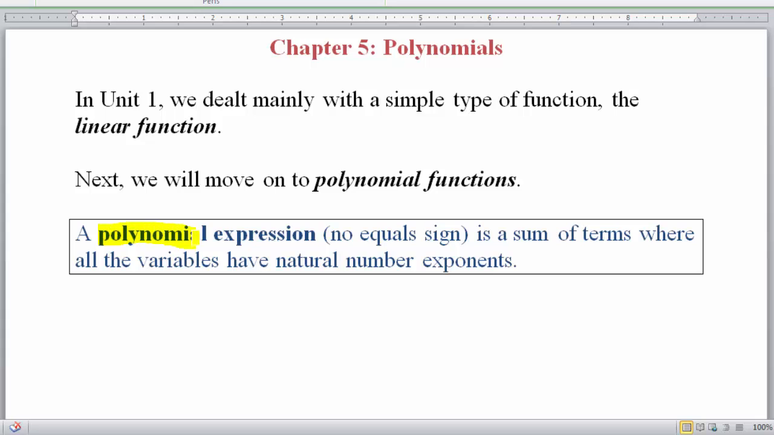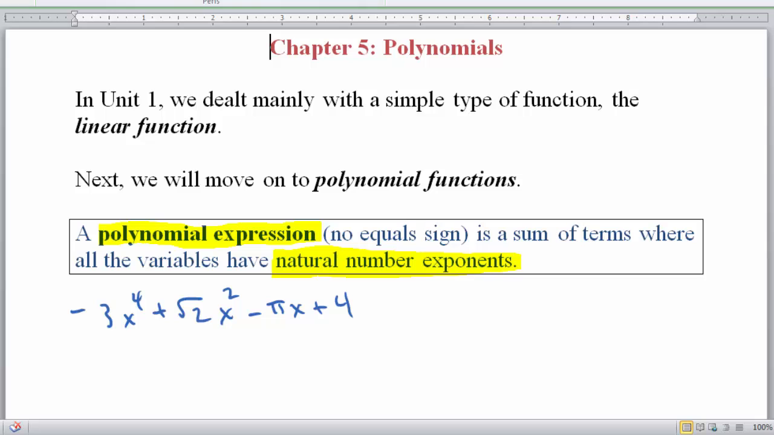A polynomial expression, not a function, meaning that there would be no equal sign in it, is a sum of terms where all the variables have natural number exponents. So that's the key. The key that identifies a polynomial is that all the variables are going to have natural number exponents. For example, negative 3x to the fourth plus the square root of 2x squared minus pi x plus 4. That is, in fact, a polynomial expression.